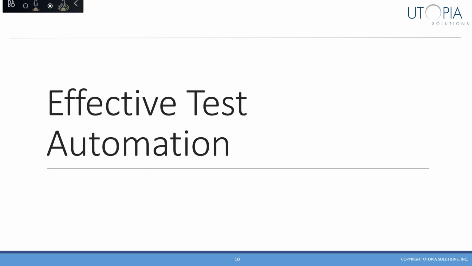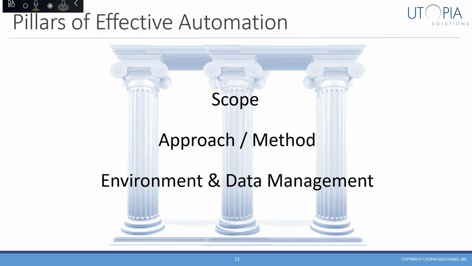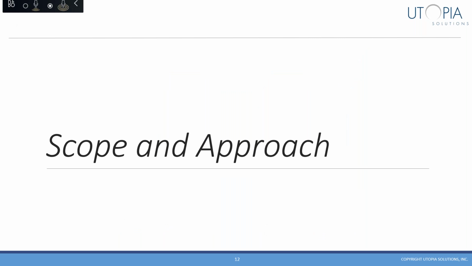So we've talked about the obstacles to automation success. Let's see what effective automation looks like. And I found that the three main pillars or attributes of effective automation are scope, approach, or the method used to implement that automation, and environment and data. I'm going to talk about scope and approach together. I think they go hand in hand over the next few slides.